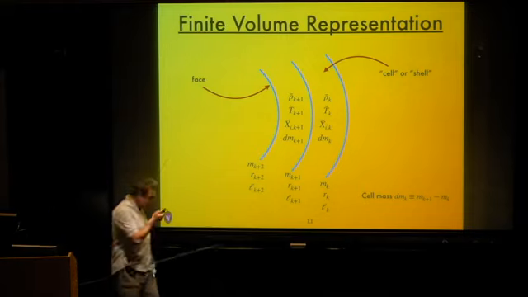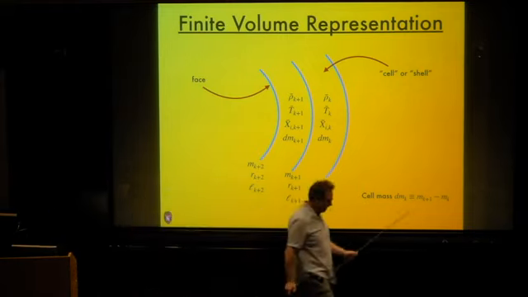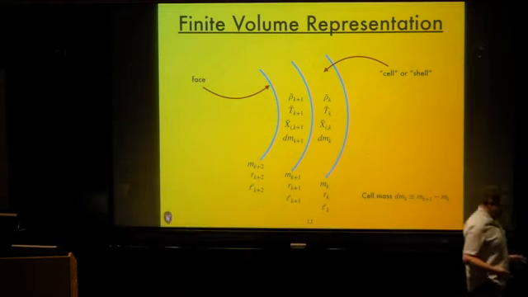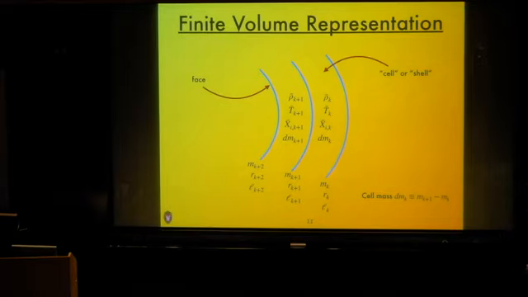To do this, we typically discretize the star, or basically come up with a discrete representation of the star that we're modeling. And there are different ways of doing this, some based on finite differences, some based on finite volumes. I'm going to talk about finite volumes.